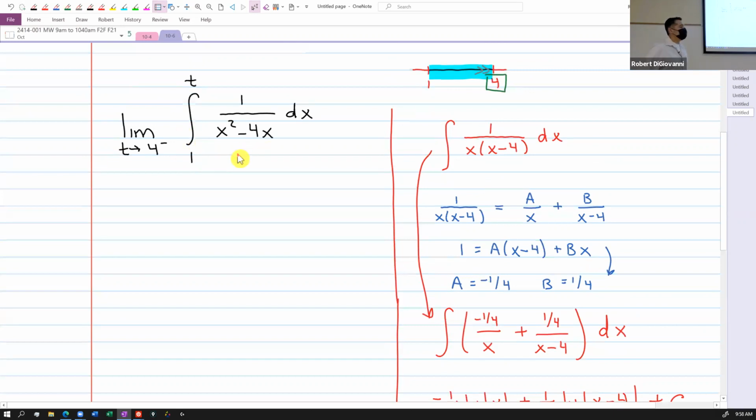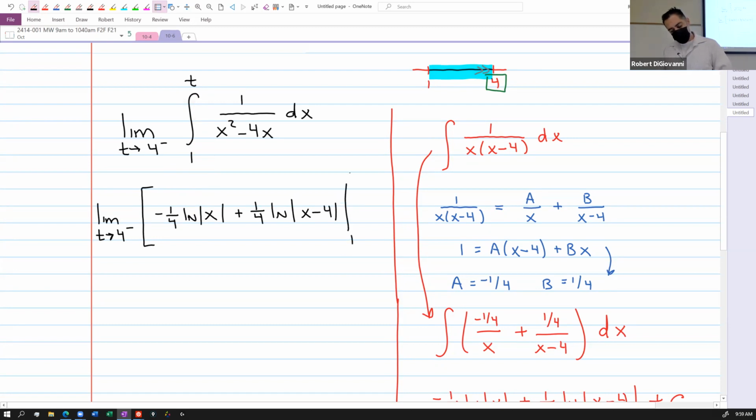I need that over here, don't I? So now I come back over here. I say, all right, this is the limit as t goes to 4 from the left of the antiderivative, which I just found to be negative 1/4 natural log. I don't need the absolute value because I'm looking between 1 and 4, so I should be fine. You know what? Let's put it just to be safe. Next one plus 1/4 natural log, this one especially, x minus 4 absolute value, evaluated from 1 to t.